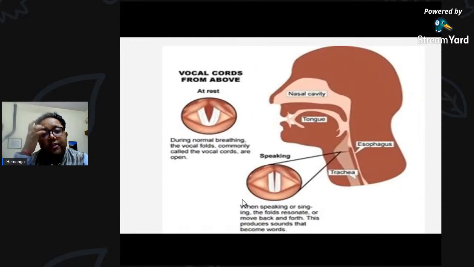If you see, I have already explained to you the vocal cords position. With the vocal cords at rest, as in the first picture, you can produce voiceless sounds. And when producing voiced sounds, the vocal cords come closer together. So this is the phonation process I have already explained.